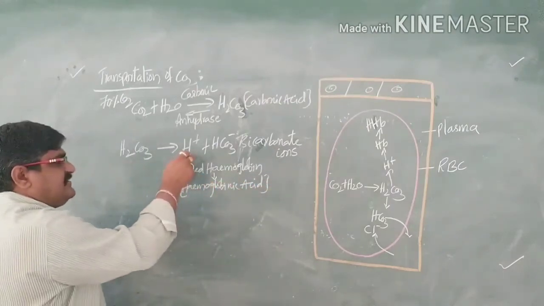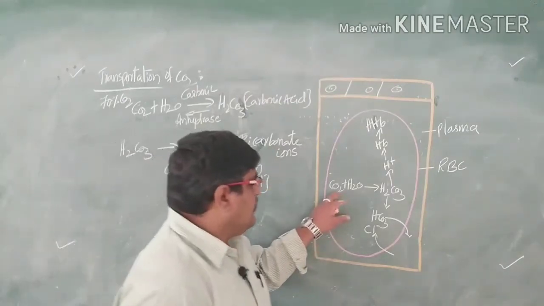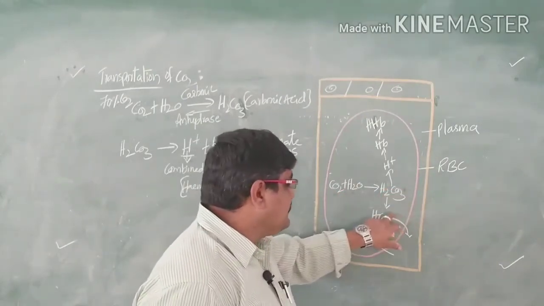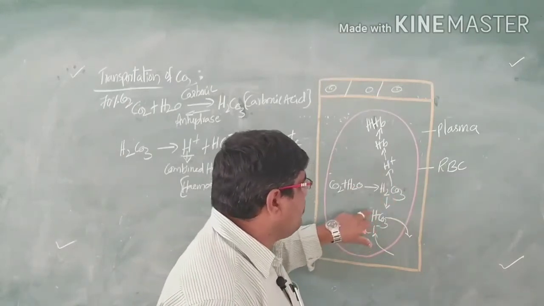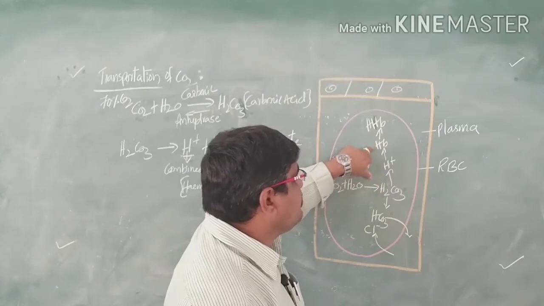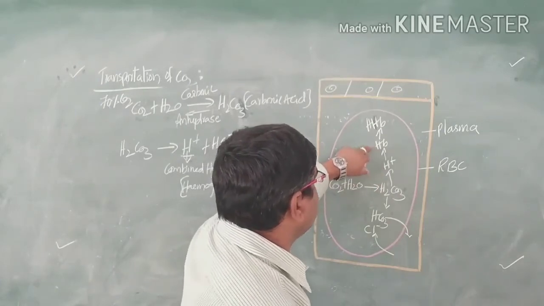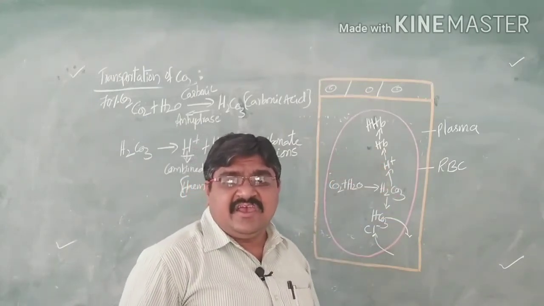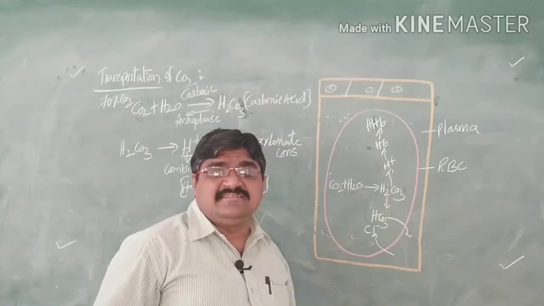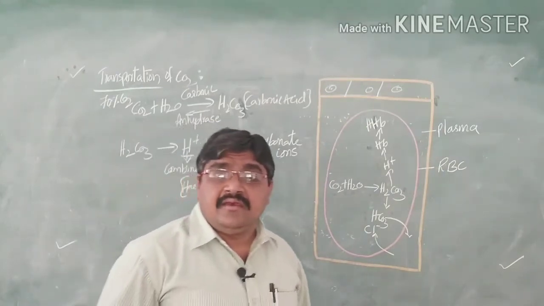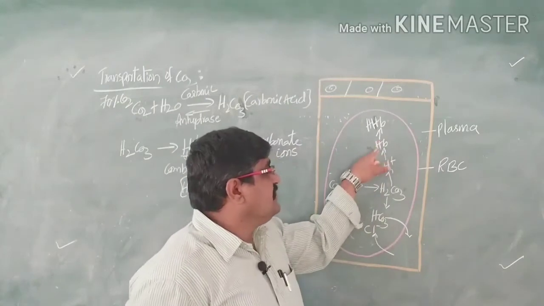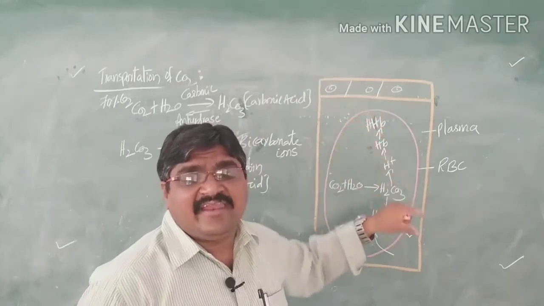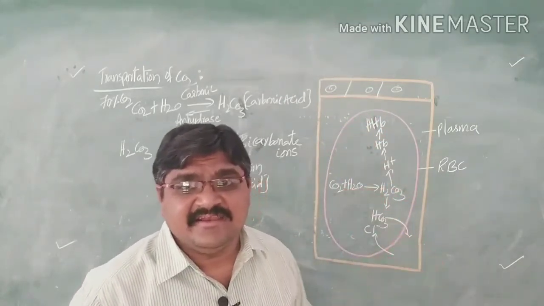That means CO2 plus H2O give rise to H2CO3, that is carbonic acid, which dissociates into H plus and HCO3 minus. This H plus will combine with hemoglobin to form a buffering agent. When the H plus concentration is increasing, it is harmful for the RBC cells present in the body. So it combines with hemoglobin to form hemoglobinic acid, where it acts as a buffering agent.